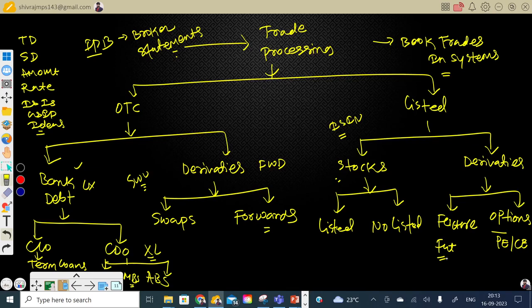Apart from that, I told you in my first introductory session, which is not recorded because I was not here in Pune, why different financial products are important. Now you can relate.